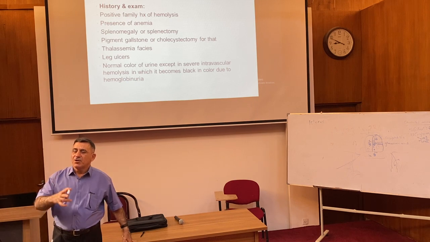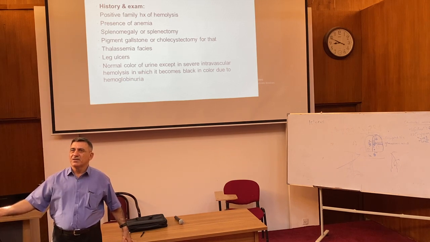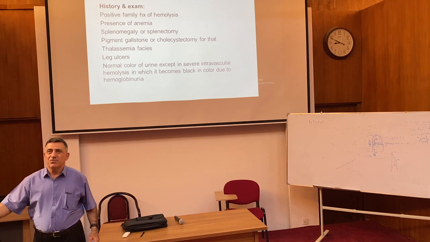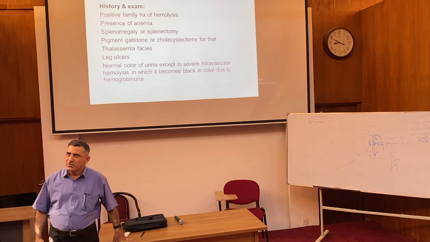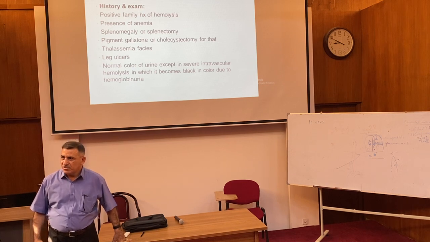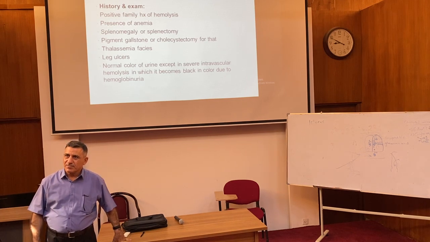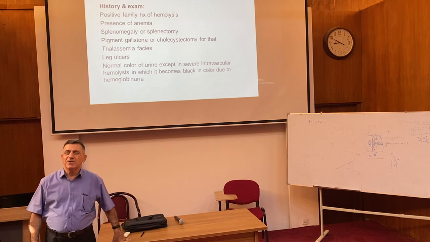Hemoglobin in the urine. Of course, it will give a black color to the urine. That is due to hemoglobinuria. That is not bilirubin in the urine. That is hemoglobin in the urine.